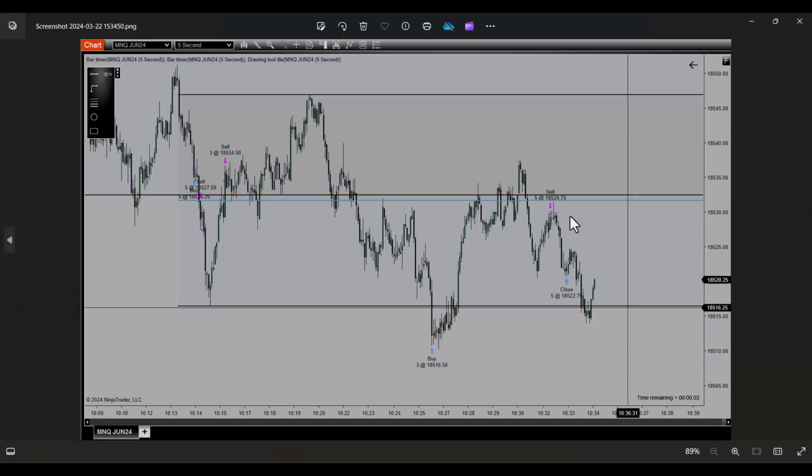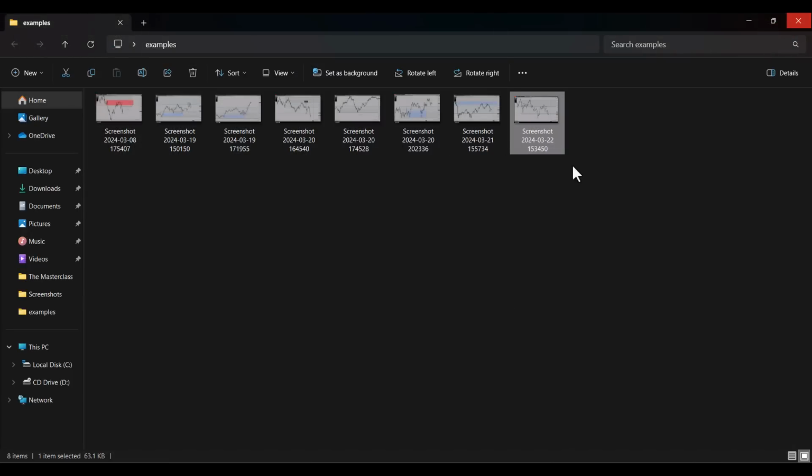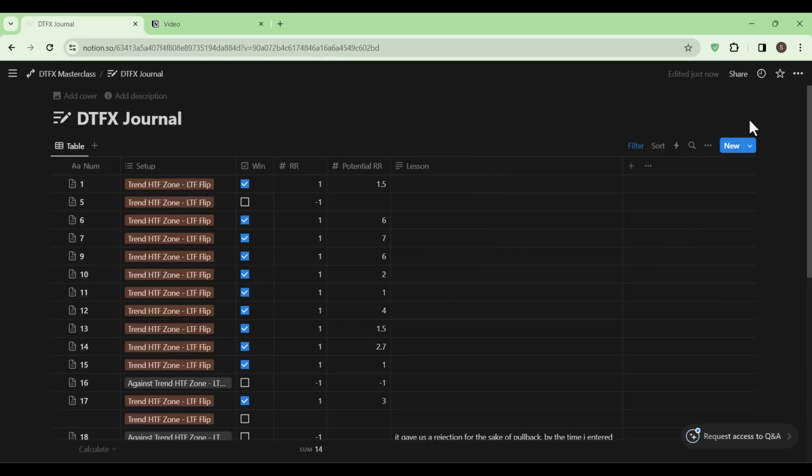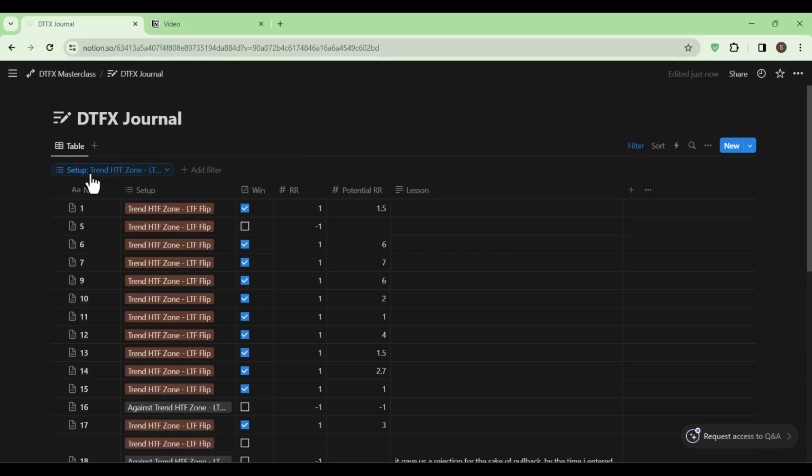So this is all the examples that I have. Now let's take a look at the backtesting journal. So now let's take a look at a couple of trades from the backtesting journal, and we're gonna wrap this video up. All right. So as you can see, the setup is, if you filter by the setup, I have multiple setups.